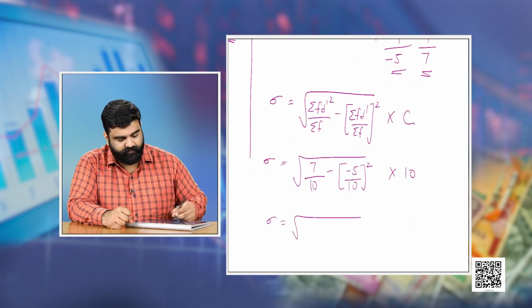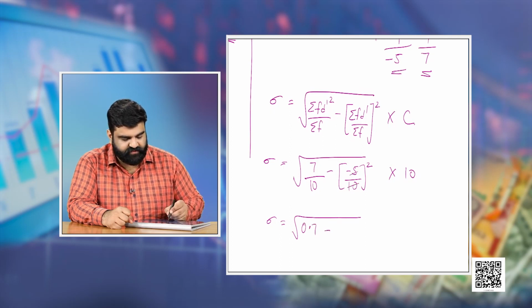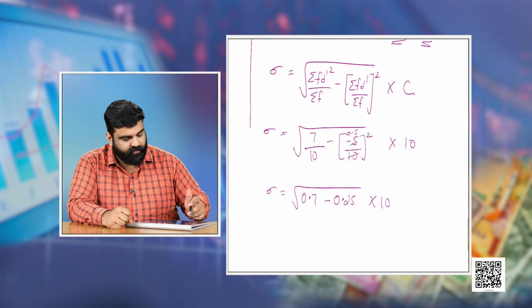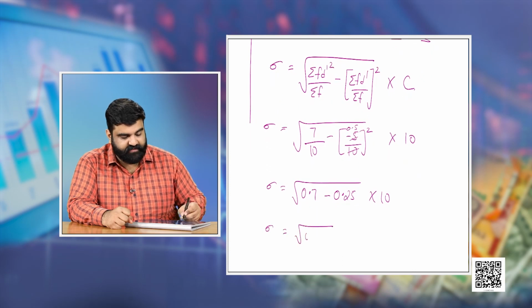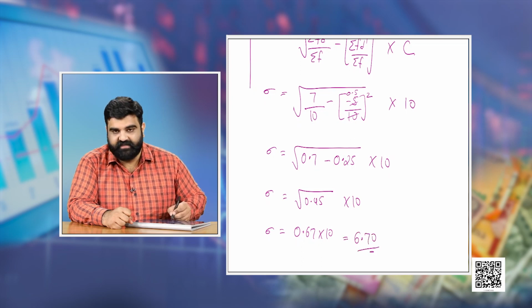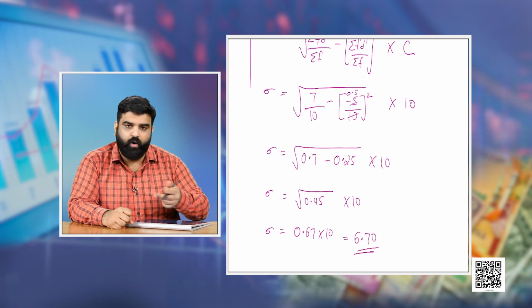So we have 0.7 minus 0.5, and when we square 0.5 we get 0.25, into 10. Now we have the value as root 0.45 multiplied by 10. This will give me the answer as 0.67 multiplied by 10, and hence my final answer will be 6.70, which matches through all the methods.